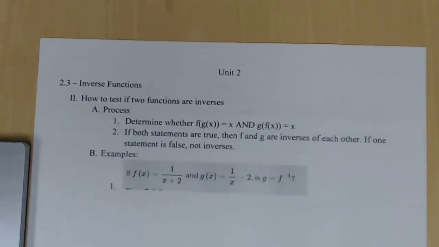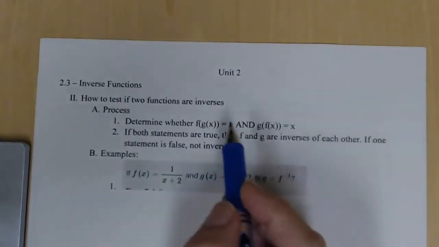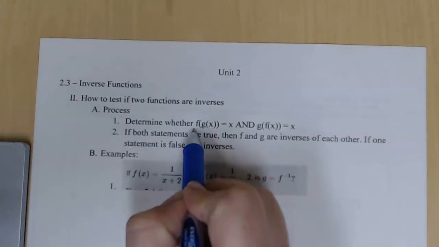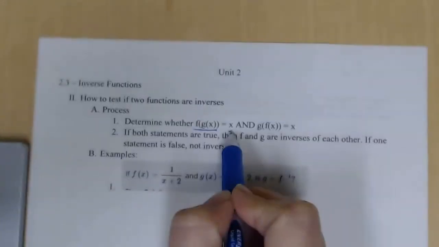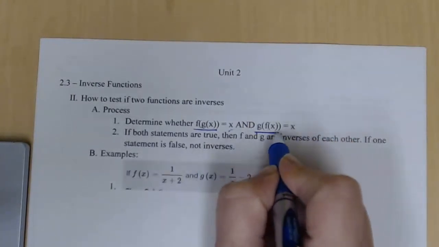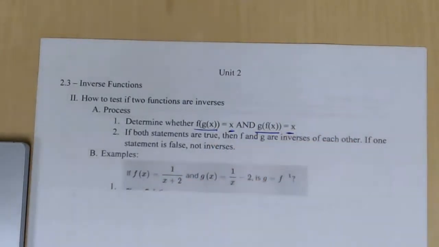Part 2 of this is how to test if two functions are inverses. So once we get the steps on how to find the inverses, now let's see if we can prove that they are inverses. And this goes back to section 1. So if you haven't done section 1 homework, go back, complete the homework before you start in on this one. So here's our process. Determine whether f composed with g gives you x. Then compose g with f of x and see if that gives you x.